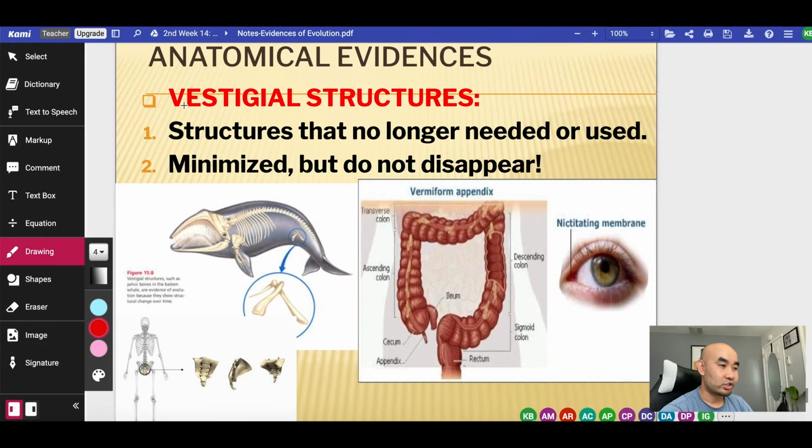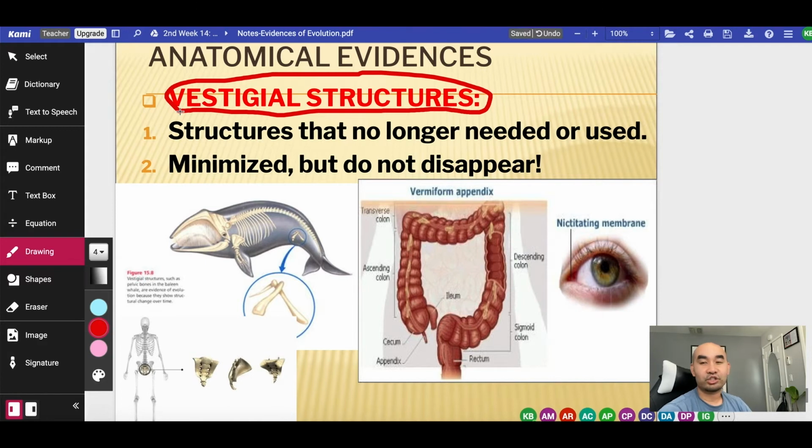And the third type of structure that also suggests evolution is what we call vestigial structure. Vestigial structure is any structure that you no longer use and it minimizes, becomes smaller. It does not disappear. It loses function. It loses a job, becomes smaller.